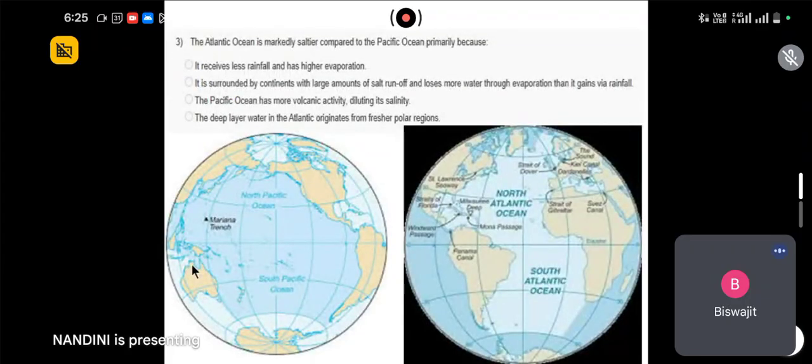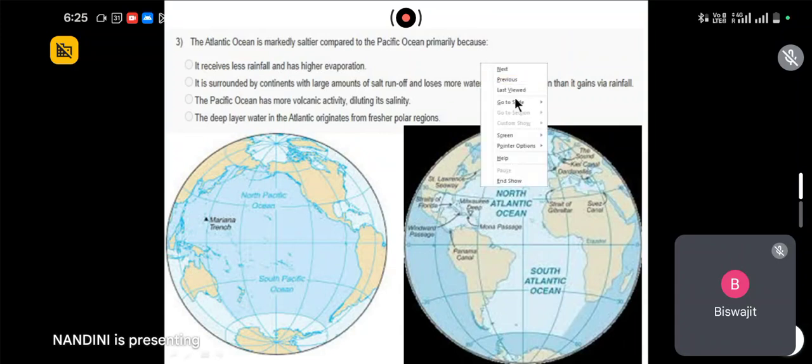Now the next question. The Atlantic Ocean is markedly saltier compared to the Pacific Ocean, primarily because it receives less rainfall and has higher evaporation. So, what is the condition for high salinity in terms of evaporation and precipitation? Highly saline means which one will be higher?